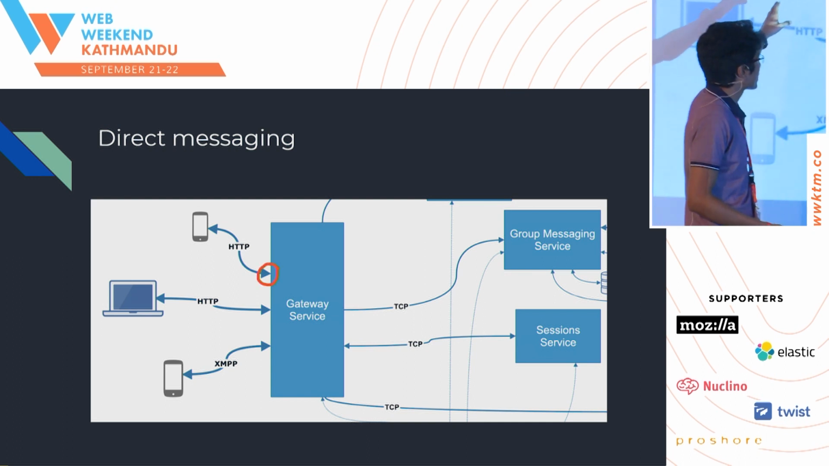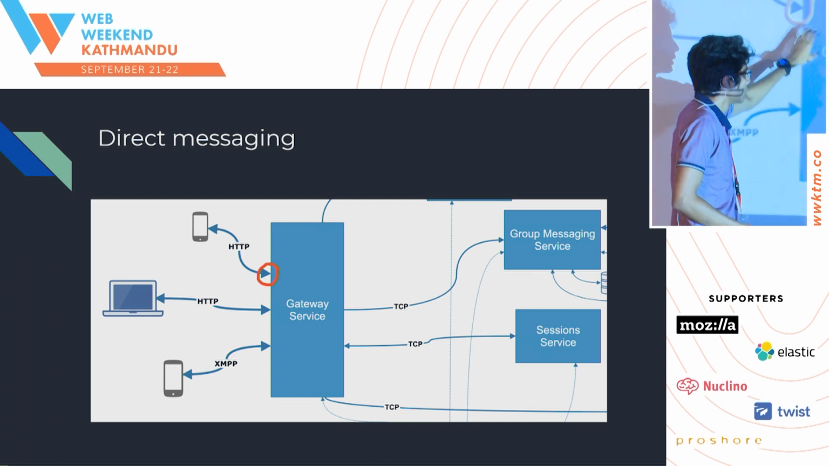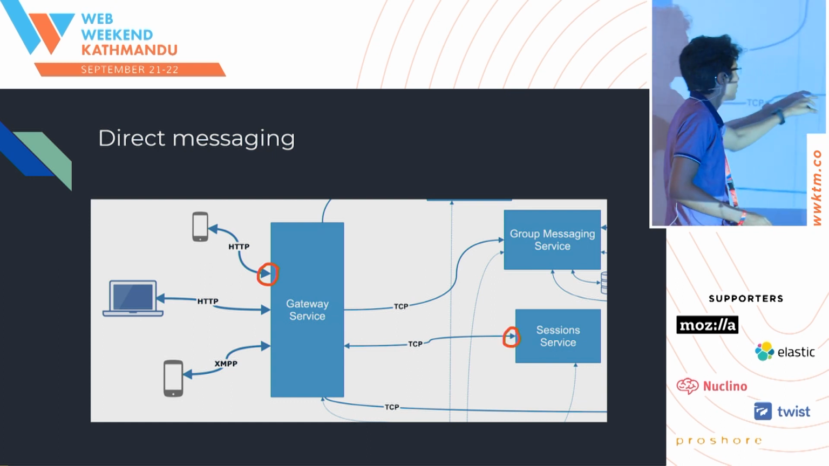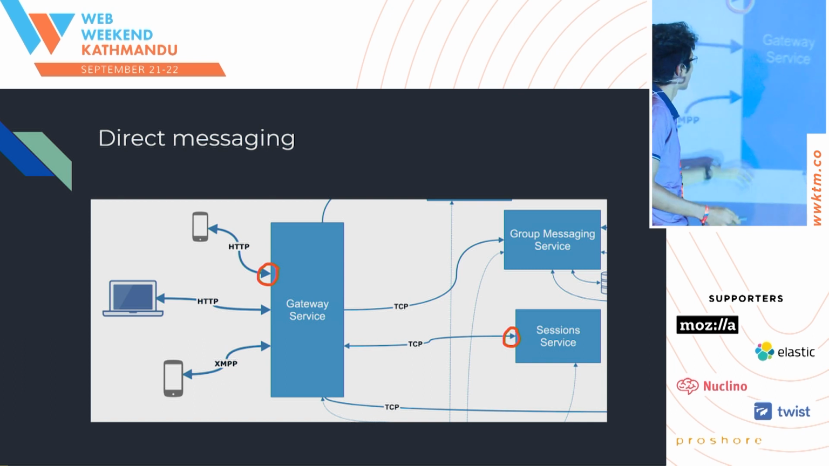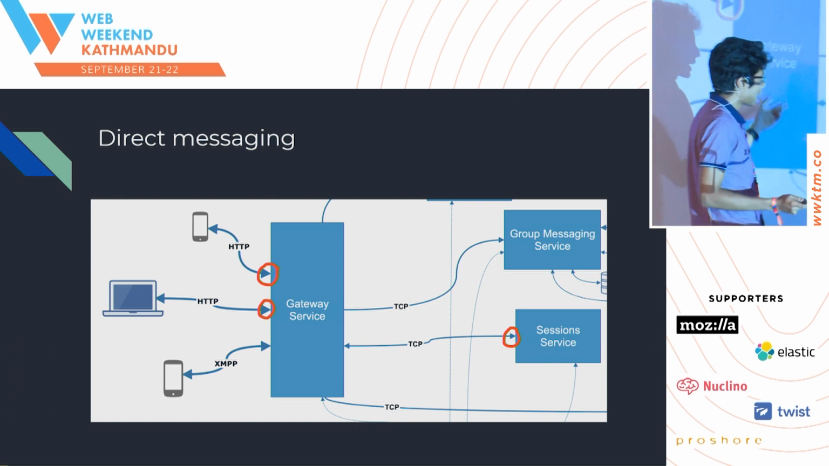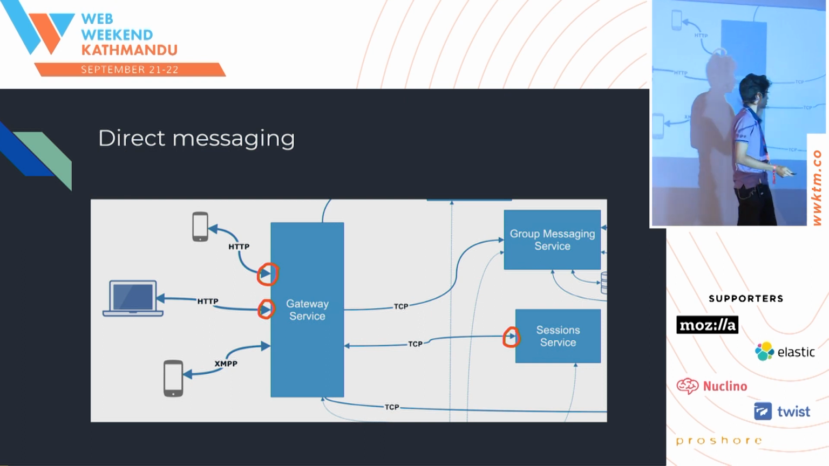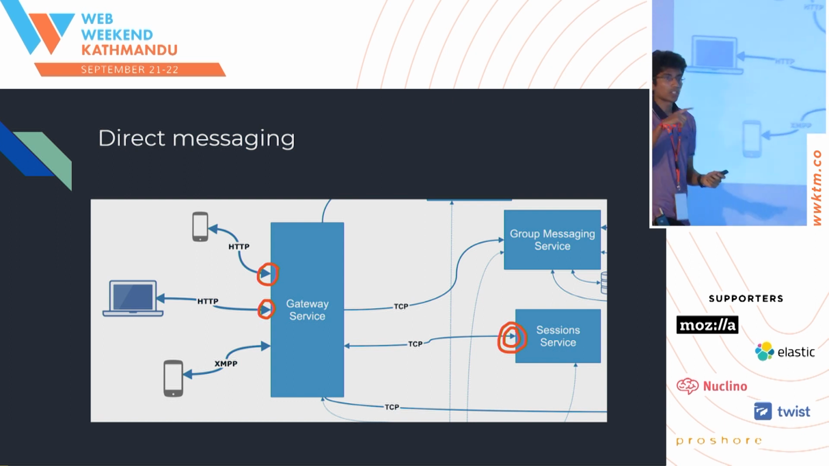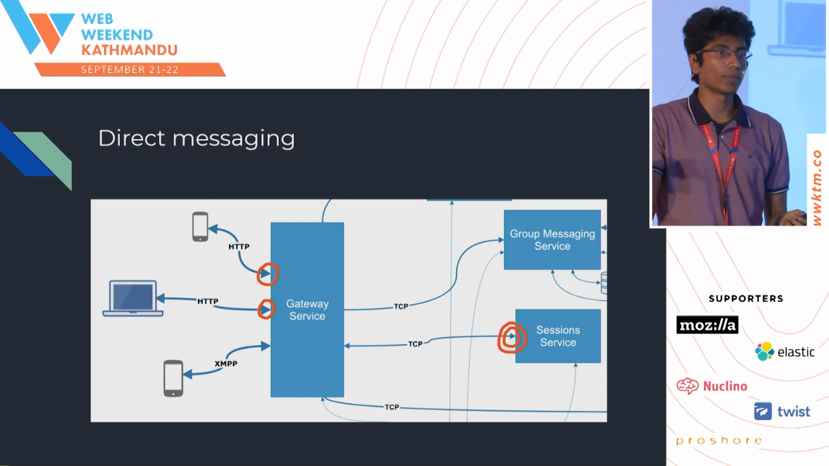So let's say I connect here. The gateway service is going to tell the session service that I'm connected to this box, A. Similarly, let's say some other user connects here. The gateway service tells the session service that this person is connected to box B. Now, how do you think messages will go? This is one-to-one messaging.